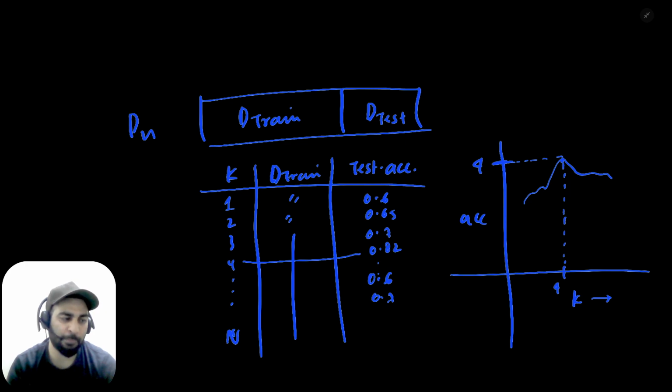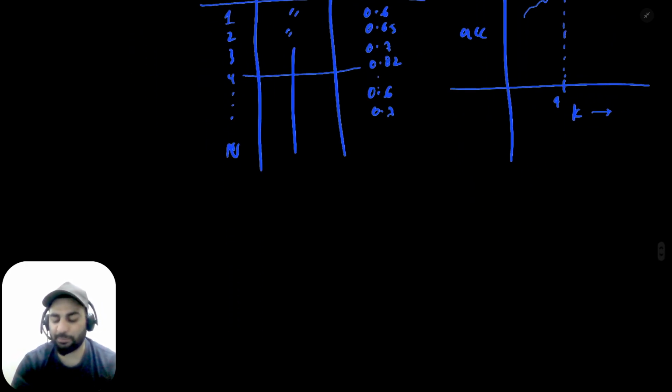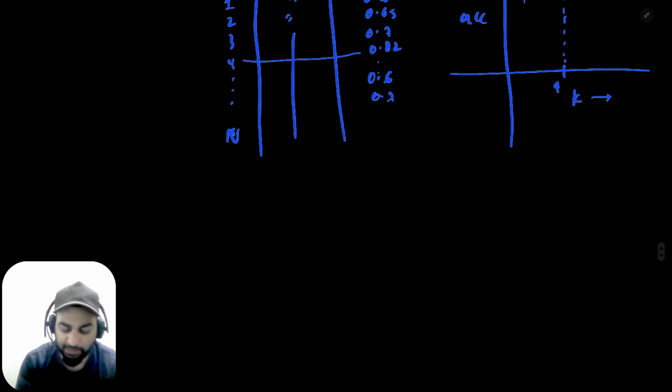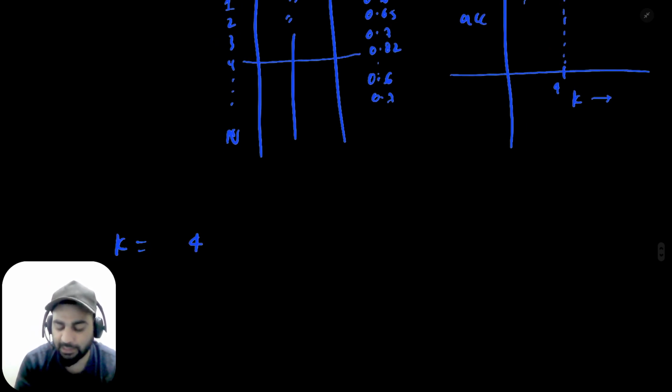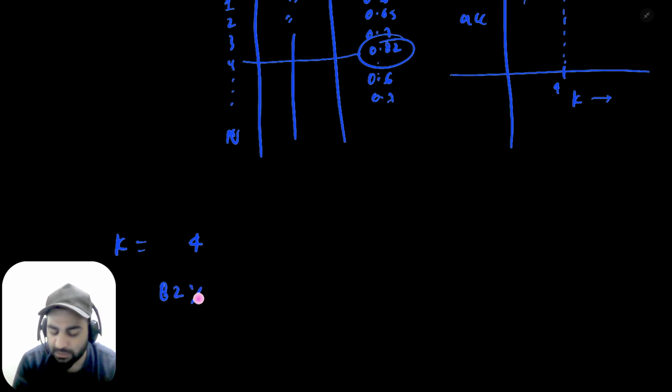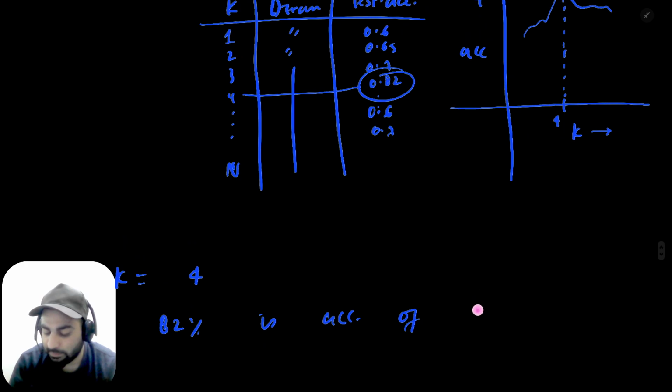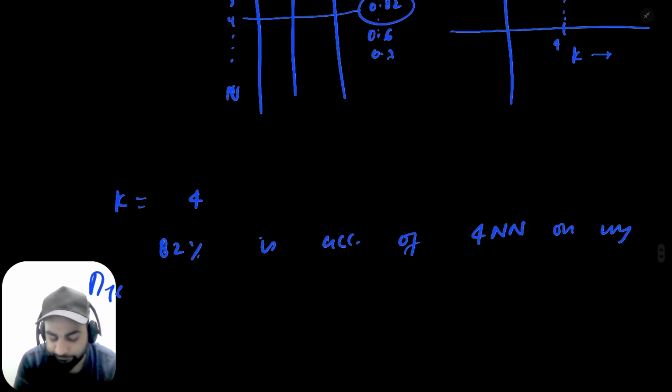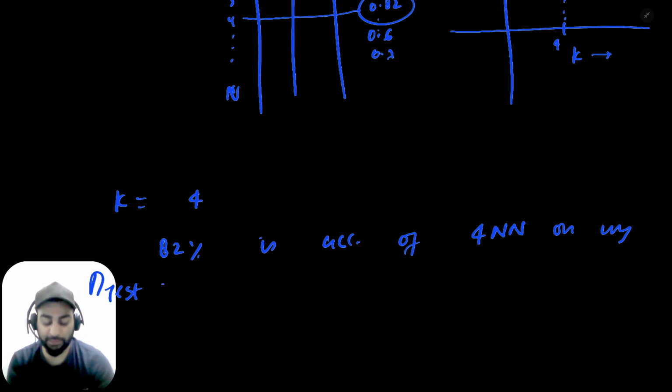Yes, sir. Okay. So let's suppose I set my k is equal to 4. Can I say that here you see the 0.82? Can I say that 82% is the accuracy of KNN, let's say 4NN, on my d test, when d train was used? So I can claim this.